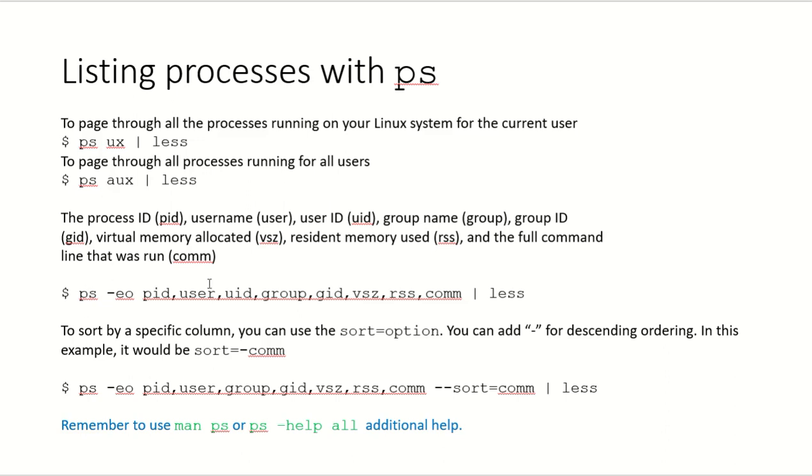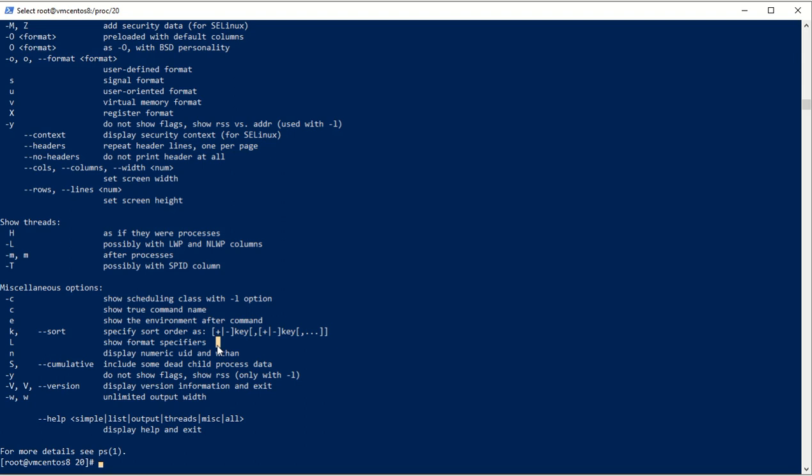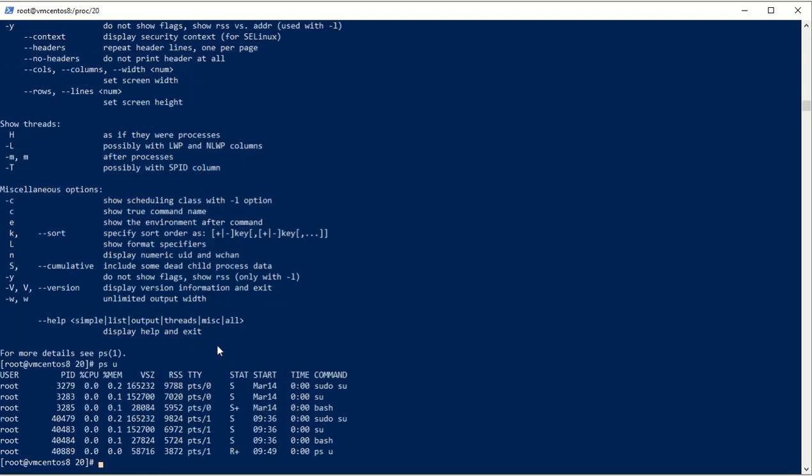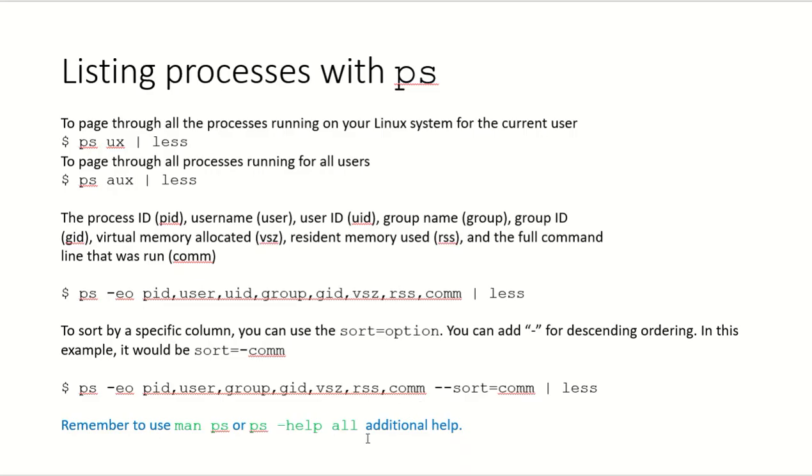So you can see some variations of the process status command. You can specify what you want to see, which columns. You can sort them. So these columns are similar to this. You can specify what you want to see.